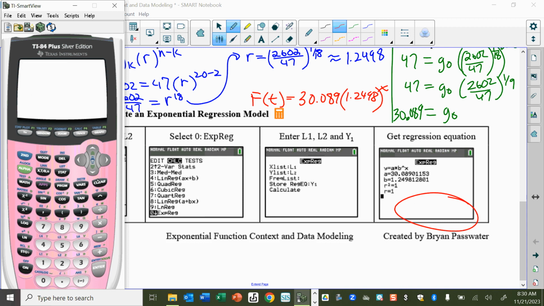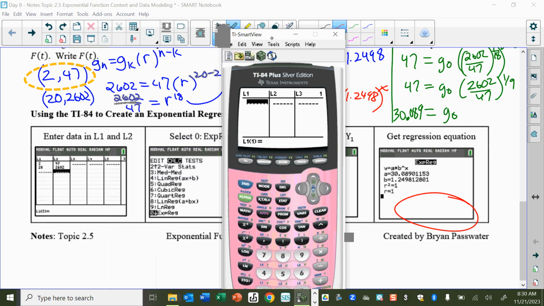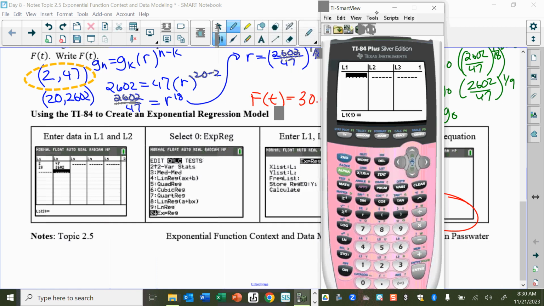All right, here we go. So you have 2 data points basically, right? So how do you put data in your calculator? Stat button. All right, press the stat button. Hopefully that's list 1, list 2. If not, let me know. And then put your stuff in. You've got this information. You have 2 and 47. Make sure they're across from each other, right? 47. And then you have 20 and 2602.